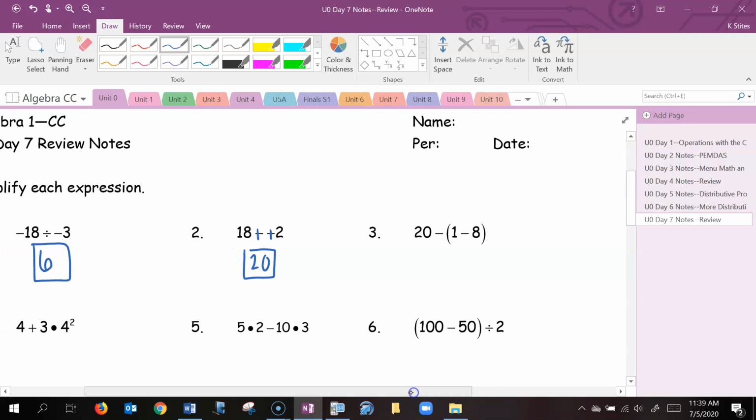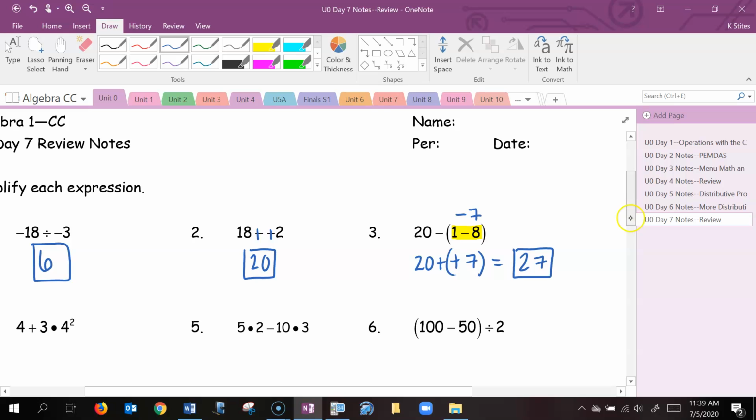Okay. Number 3 is actually pretty similar to number 2. Once you do PEMDAS, PEMDAS would tell you to do parentheses first. 1 minus 8 is negative 7. So now you just have this, which is just like number 2. This will become 20 plus 7, which is 27.